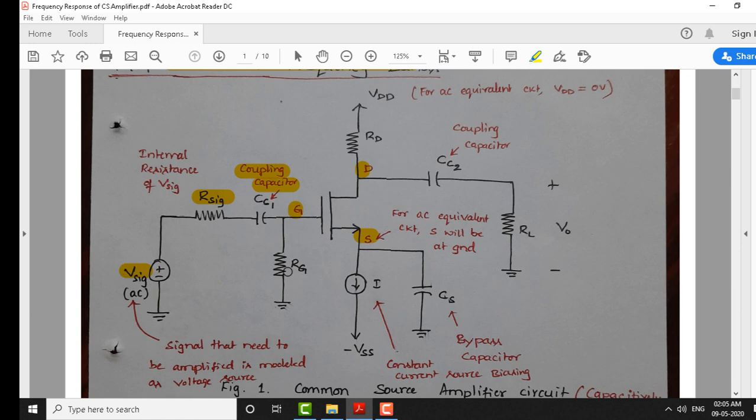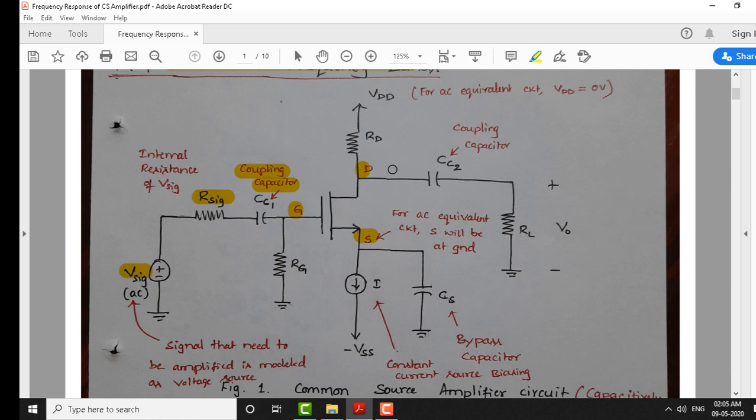The biasing used in this common source amplifier is constant current source biasing. We have discussed the current mirror circuit embedded inside this constant current source biasing. Now we have a capacitor here which bypasses the AC signal, and the amplified signal which appears at the drain point is measured across the load resistance. Again, we use the coupling capacitor CC2 to pass the AC signal from the drain terminal to the load resistance RL.